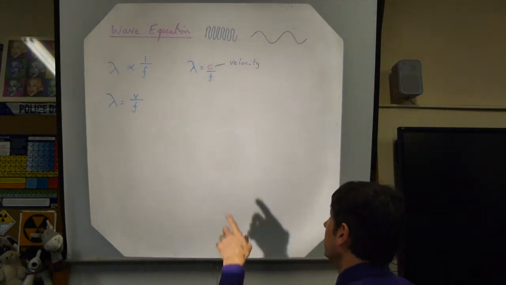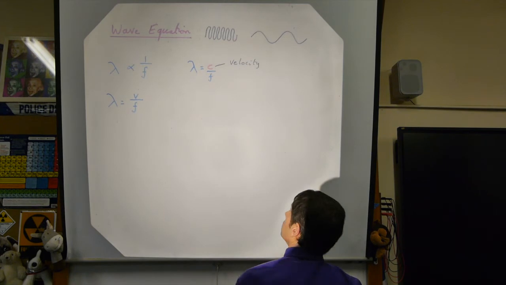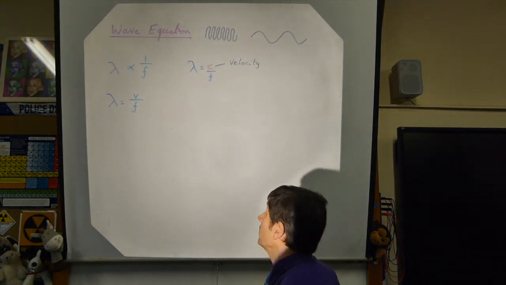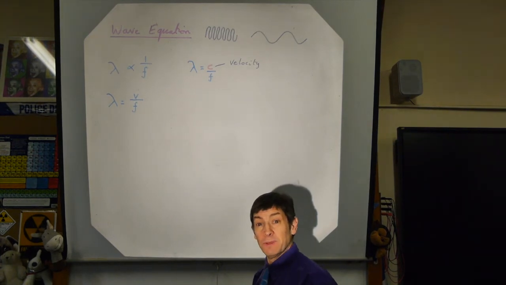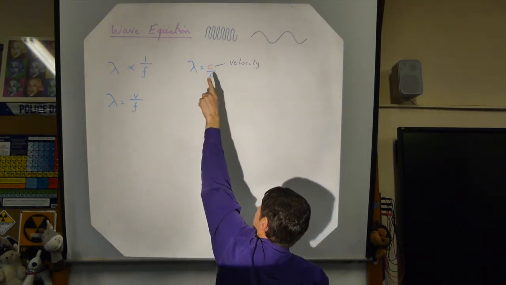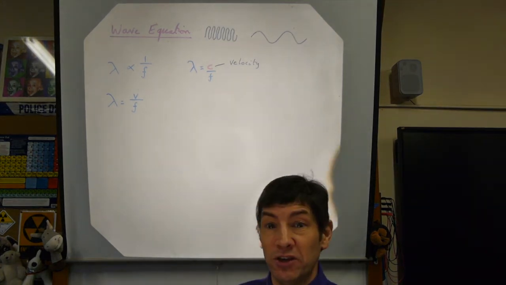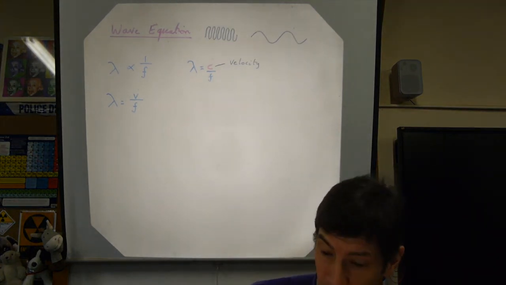Now, it's interesting that I used c here for a constant because, of course, if it's electromagnetic waves travelling through a vacuum, they go at the speed of light, 3 times 10 to the 8 meters per second. So that c is indeed c. It is indeed the letter that we use for electromagnetic waves.